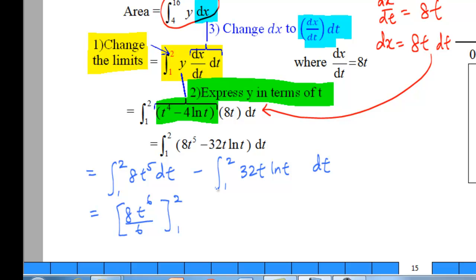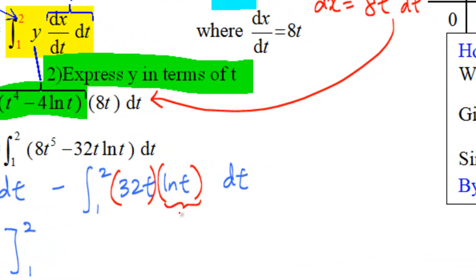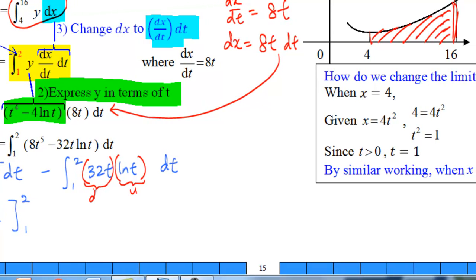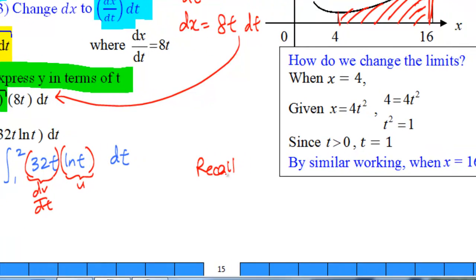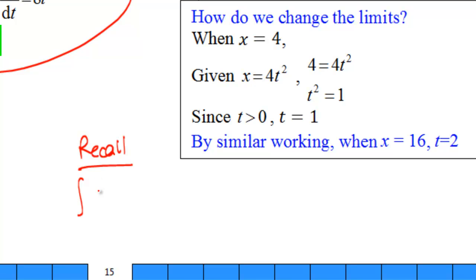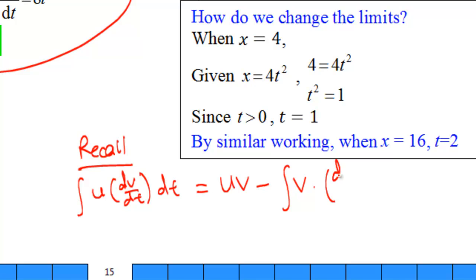Now the second integral, we will need to use integration by parts. Since ln t cannot be integrated, we'll let it be u, and we'll let 32t be our dv/dt. Recall the integration by parts formula. When we integrate an expression that we have expressed as u dv/dt with respect to t, we should have uv minus the integral of v multiplied by du/dt, integrated with respect to t.